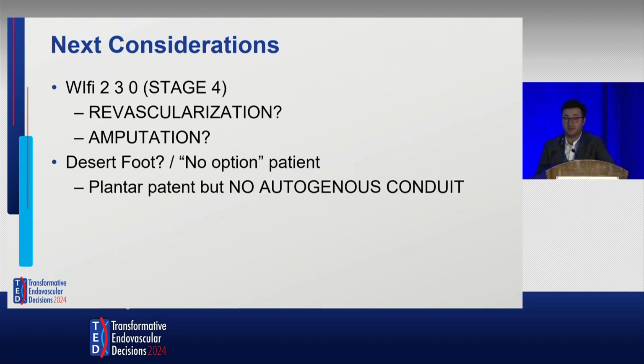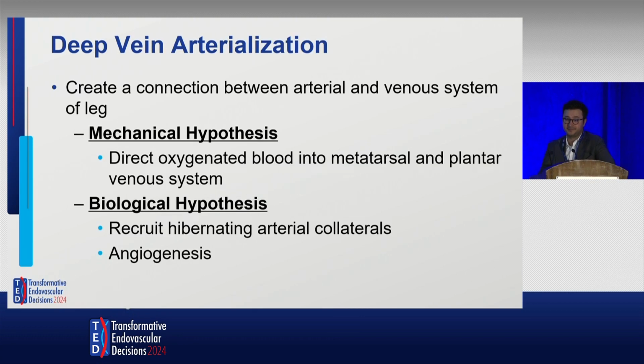Because I'm a vascular surgeon, I rely on the WIfI classification system. She's WIfI 230, stage 4. This patient's either going to need a revascularization or an amputation. The patient is absolutely adamant that she refuses an amputation. This patient has a desert foot. She's a no-option patient, and she has no autogenous conduit. And the person that sent her to me is a pretty good endovascular operator. So when they told me that they couldn't cross from below, and sent her for a DVA, the patient is going to get a DVA.